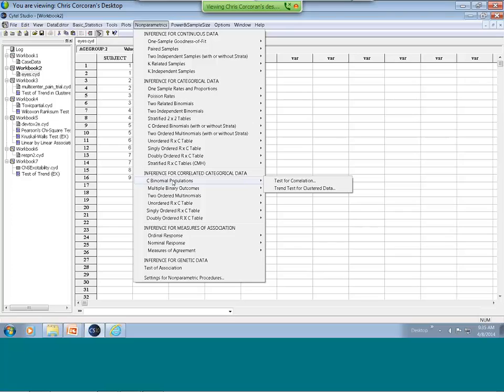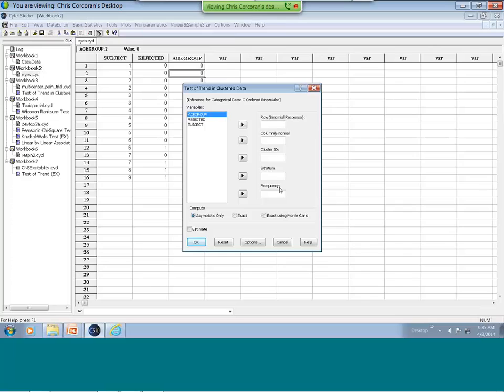Here we have 2 binomial populations. In other words, we have two groups of children, one who are younger than 3, one older than 3. And so we want to compare these 2 age groups. And so we're basically doing a trend test, but with only 2 groups. So rejected, that's the response. Age group, that's the explanatory factor here. And then the cluster ID is subject, which identifies the child.